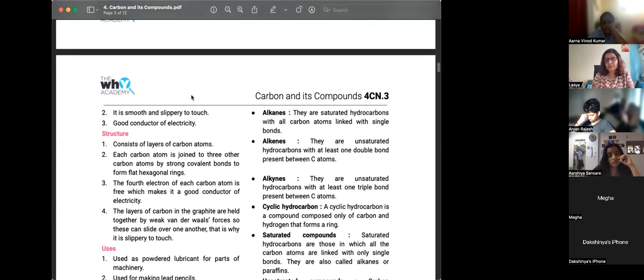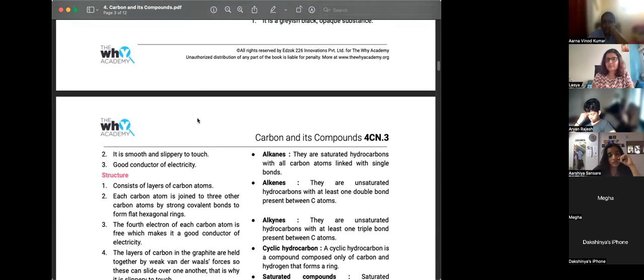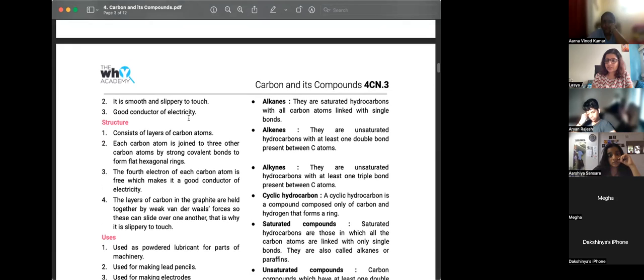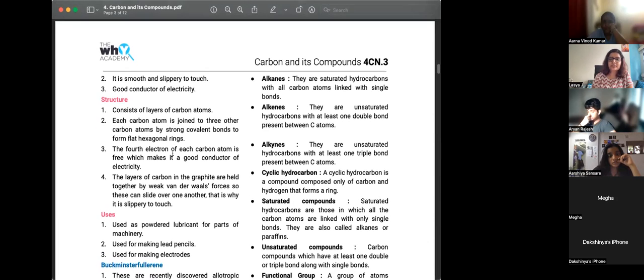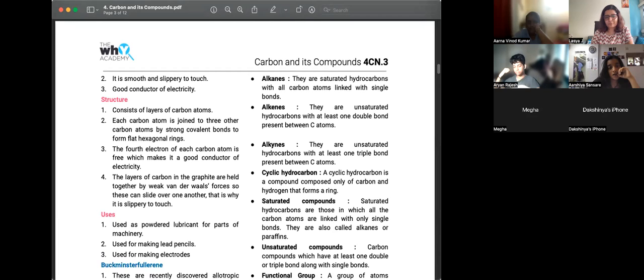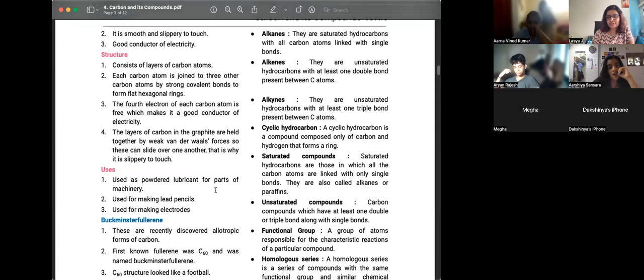Yeah, so based on the structure, you have these properties: opaque, smooth and slippery, and good conductor of electricity. So on the basis of the properties, the uses also will follow. Which property of graphite is used where it's used as a lubricant for parts of machinery? So which property is used here? The slippery one. Yes, it is soft and slippery, so it can be used as a lubricant.